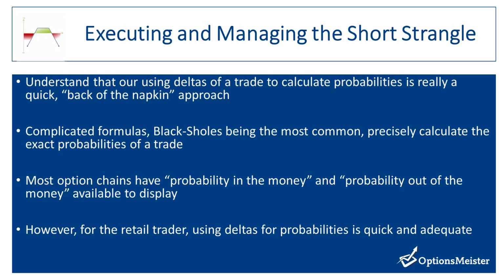Understand that our using deltas of a trade to calculate probabilities is really a quick, back-of-the-napkin approach. Complicated formulas, Black-Scholes being the most common, precisely calculate the exact probabilities of a trade. Most option chains have probability in the money and probability out of the money metrics available to display. However, for the retail trader, using deltas for probabilities is quick and adequate.